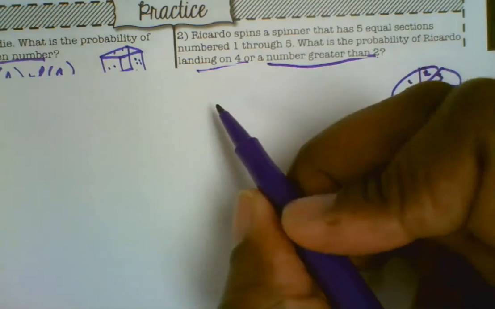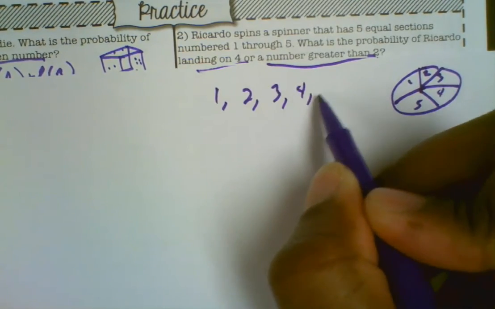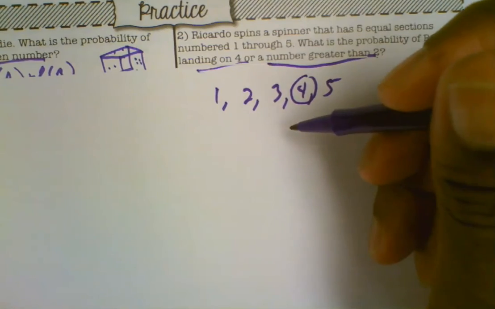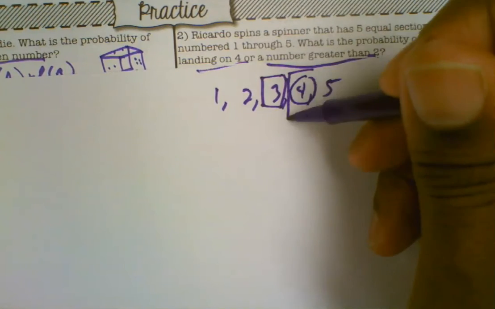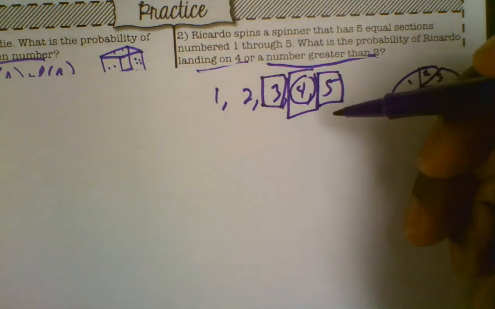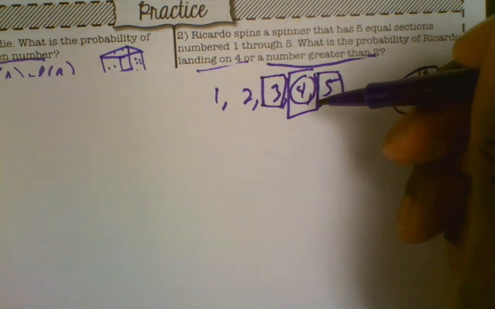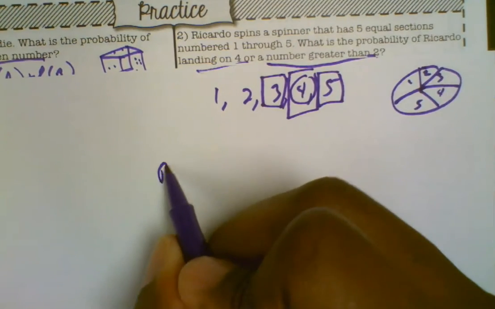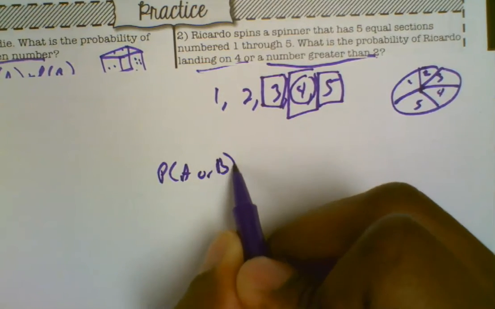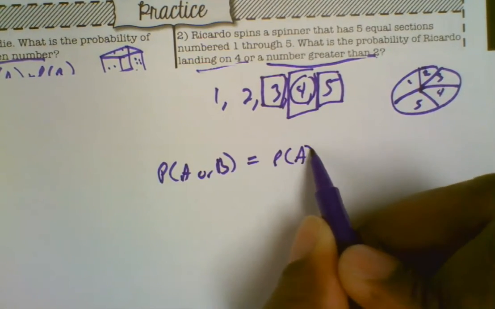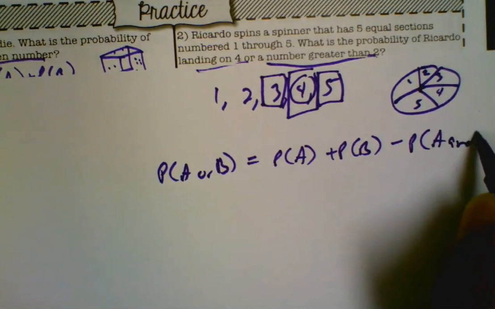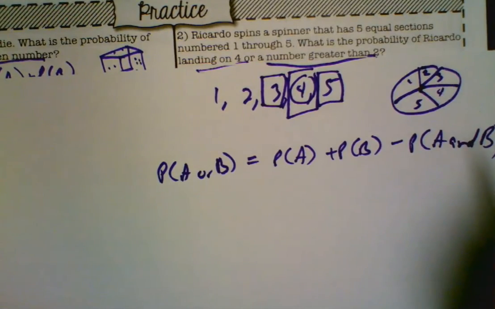Let's think about this. We've got the numbers 1, 2, 3, 4, and 5. We want to land on 4, or we can land on a number greater than 2. That could be 3, 4, or 5. So in this case, we have overlapping events. The 4 exists in both sets. So these are not mutually exclusive. These are overlapping events. So the probability of A or B is the probability of A plus the probability of B, take away the probability of A and B. We take away the overlapping part because you don't want to count it twice. That's why we take it away.